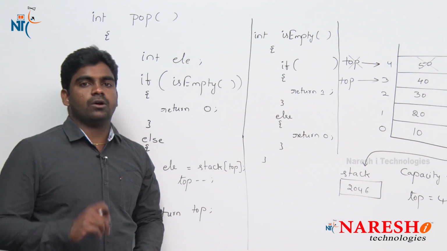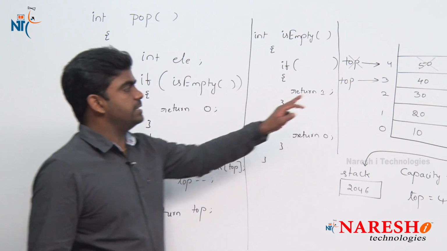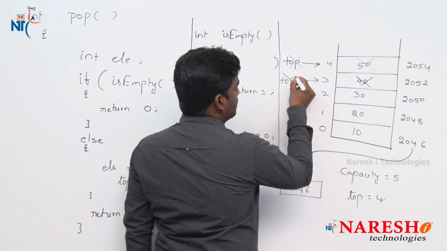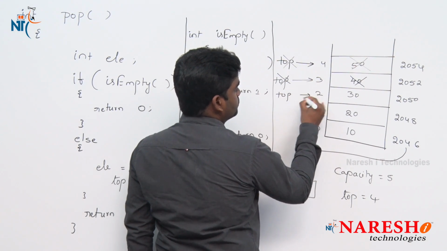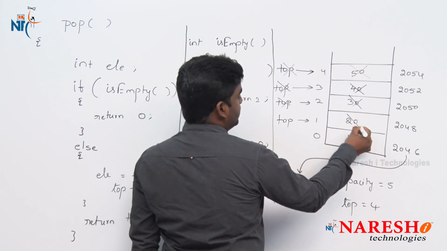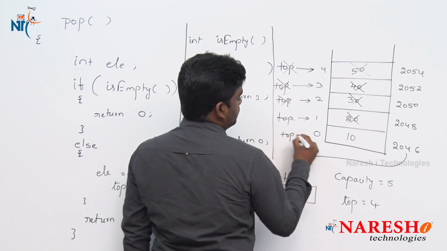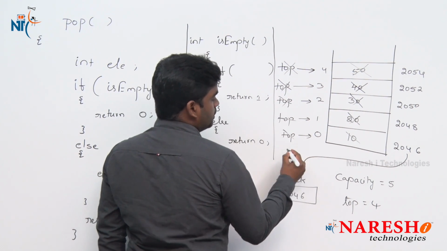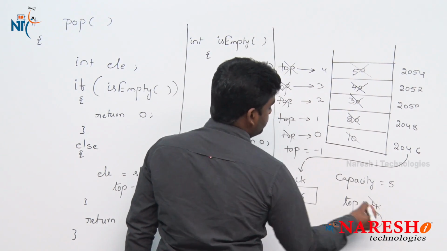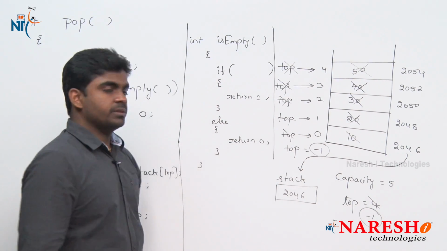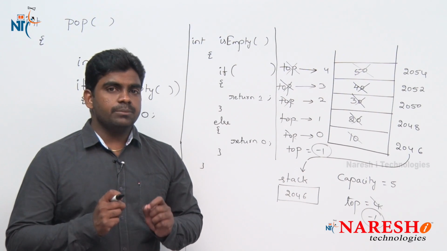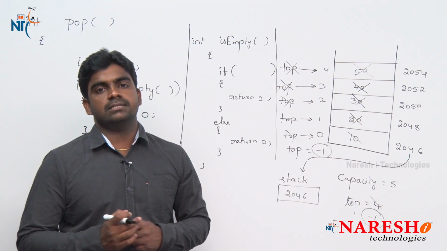So the second time we are calling, the second time also elements are present. So we are deleting this one, 40 will return and top will come to here. Next 30 we return, top comes to here. 20 we return, top here. 10 will return, top becomes -1. So whenever the top value is equal to -1, what is the meaning? No elements in the stack.